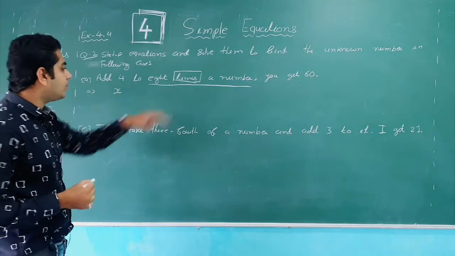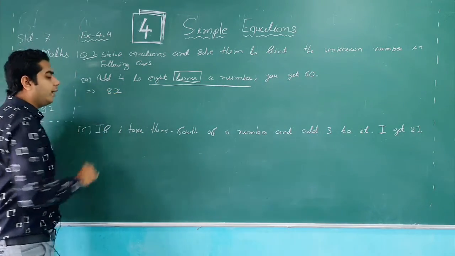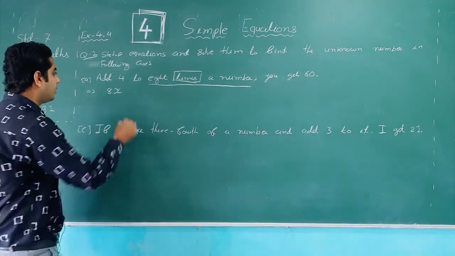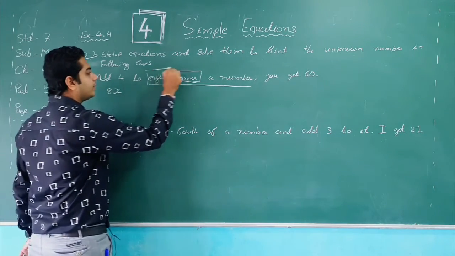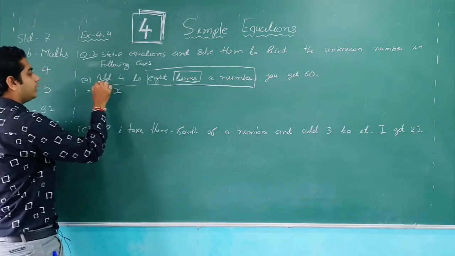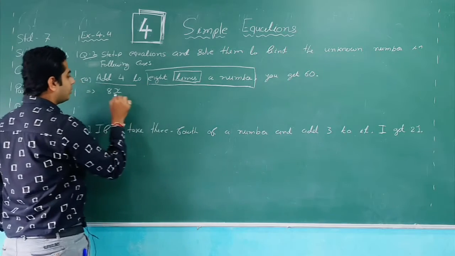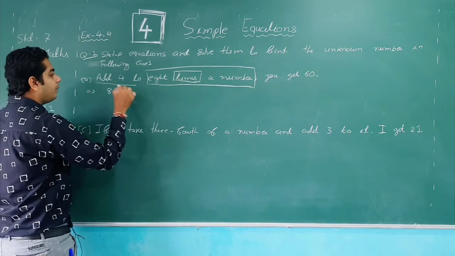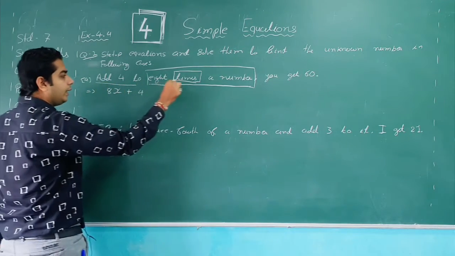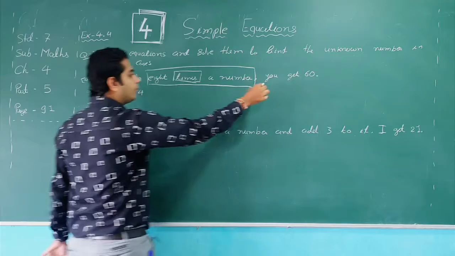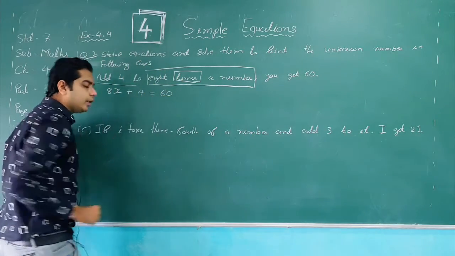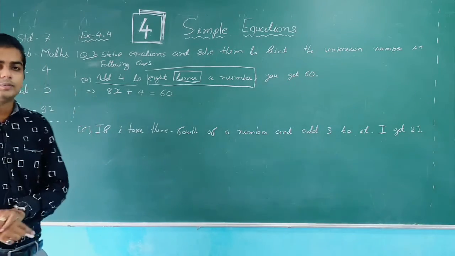So 8 times a number means 8x. Times means multiplication, so 8 multiply x, you can write like 8x. Now 8 times x, this line is done. The front line, what does it say? Add 4 to 8 times x. मतलब यहाँ पे 8x में क्या ऐड करना है? Add means addition, 4. So add 4 to 8 times a number, you get 60. So 8x plus 4 is equal to 60. So your equation is set up properly, equation बन गया.